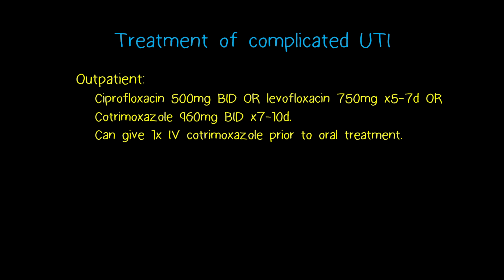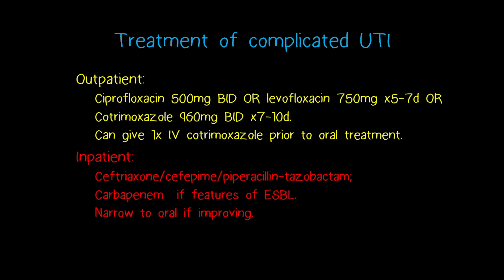What are the treatment options for complicated urinary tract infection? For outpatients, we can give them ciprofloxacin, levofloxacin, cotrimoxazole. For inpatients, we need to give them ceftriaxone, cefepime, piperacillin-tazobactam, and carbapenem if features of extended spectrum beta-lactamase organisms, and narrow to oral therapy after improvement.